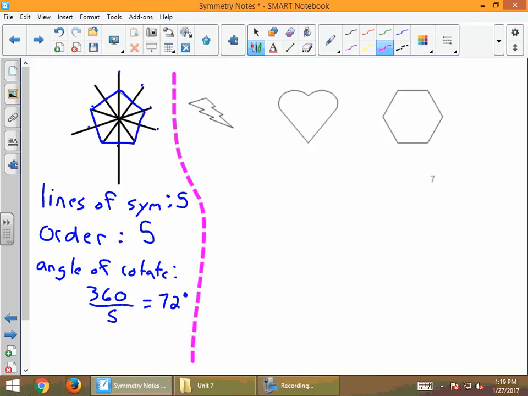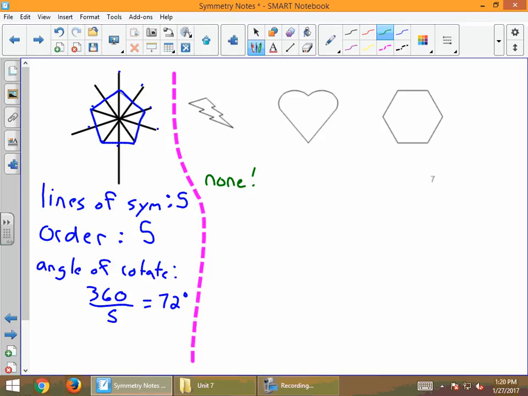All right, let's talk about the lightning bolt over here. Does this lightning bolt right here have a line of symmetry? Can I cut this in half somehow and flip it on itself and it's the same thing? No, right? That's a no with that one. I agree. There's none with that.